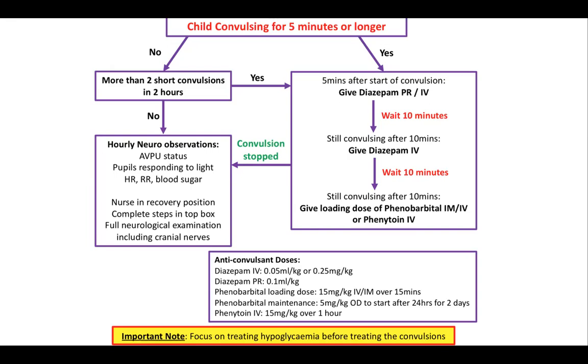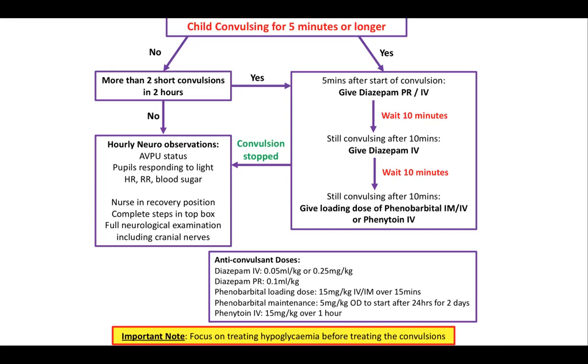So you can see the doses for the anticonvulsant. For diazepam injection IV, it is 0.05 mils per kilogram or 0.25 milligram per kilogram. If you want to give diazepam rectally because you don't have any IV access, you can give it with a dosage of 0.1 mil per kilogram.